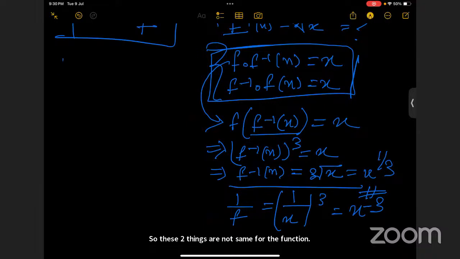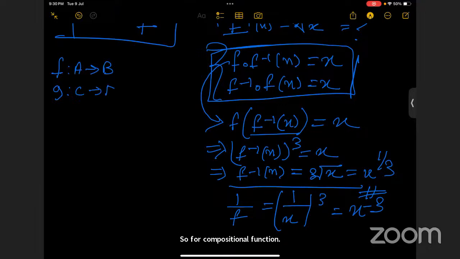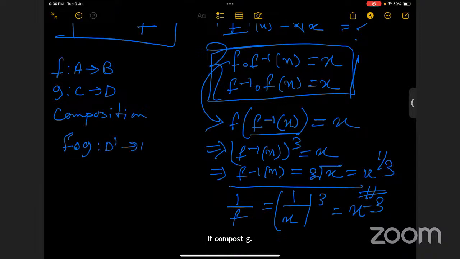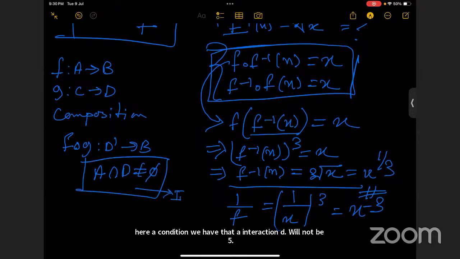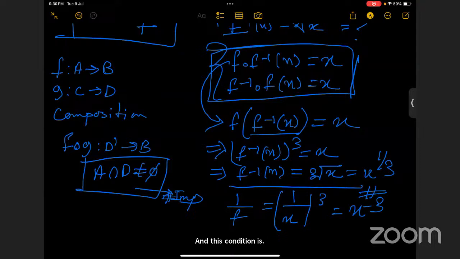So for composition of functions, f is from A to B, and g is from C to D. For composition, f compose g goes from D dash to B. And here we have a condition that A intersection D will not be empty. This condition is really very important, otherwise the composition will not be defined.